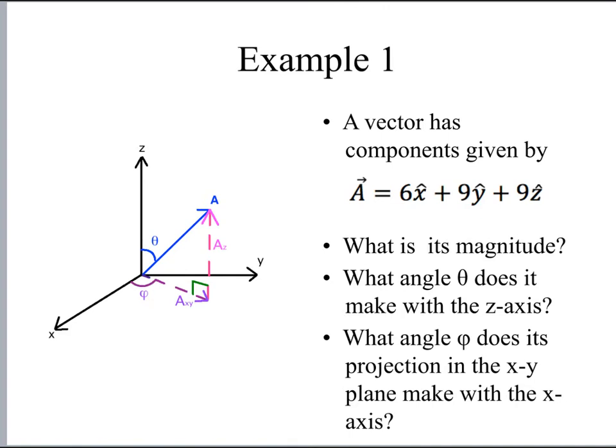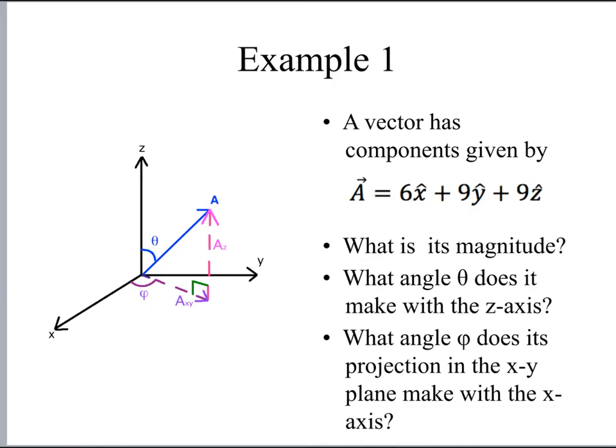Okay, let's look at an example. We have a vector whose components are given by the vector A is 6x hat plus 9y hat plus 9z hat. And we want to find its magnitude, and what angle theta it makes with the z-axis. So my vector A is in three-dimensional space, and it's going to make a plane with the z-axis, and in that plane there will be this angle theta. And so the angle theta is from the z-axis to my vector A.